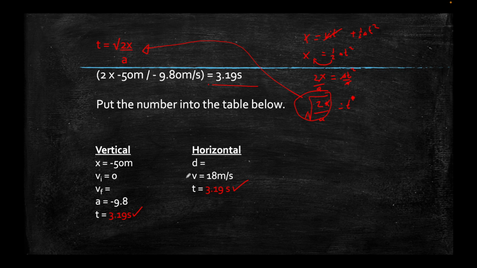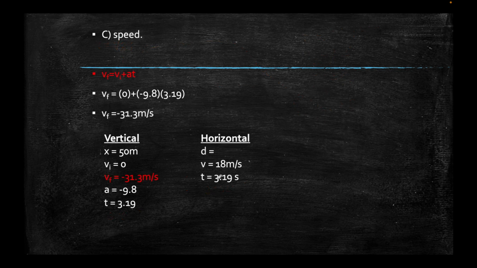For this side, I need 2 pieces of information to find a third. If I asked you to find this distance, you can easily just multiply this. D is V multiplied by T. So that's great. The question did ask for the final speed as it reaches the ground. I know that I'm looking for VF. This is what I need. I have all of this information. I can use any of the formulas I like because I have everything except what I need.